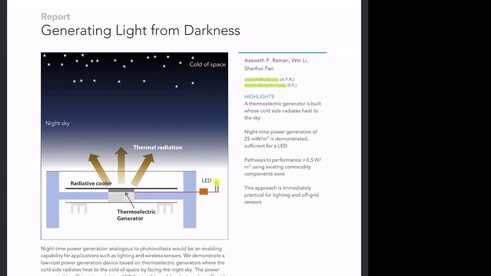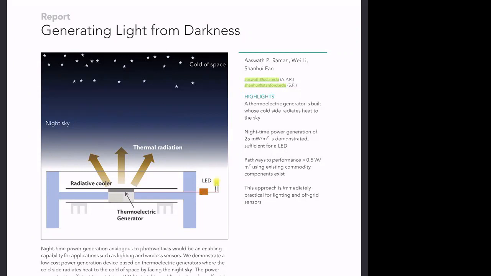Okay, first of all, the title itself is pretty intriguing, right? You're generating light from darkness. So in a nutshell, what this is showing is a solar cell that works at night. So again, quite dramatic if you think about it. Now, what does that mean? And this is something you can understand based on what you've seen in today's lecture. It's a heat engine. It has a cold region and a hot region. So let's see what those things are.